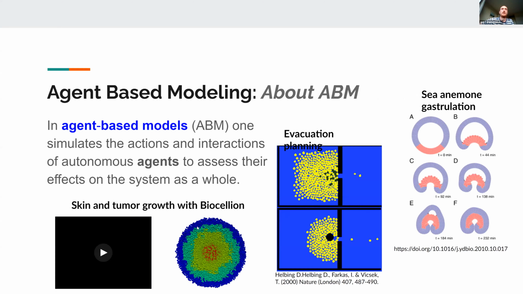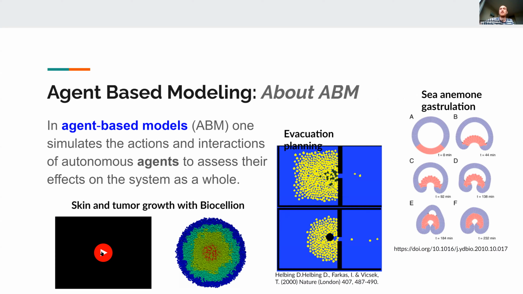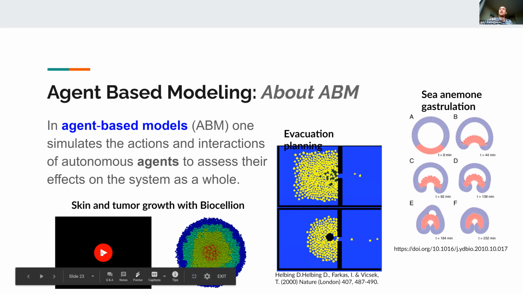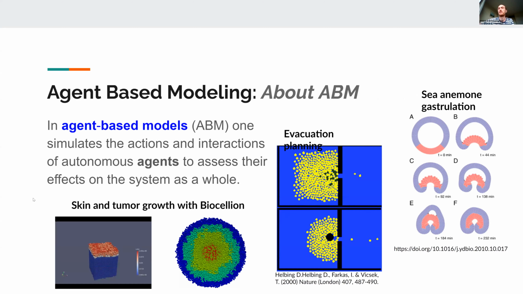So a bit about agent-based modeling, in short, ABM. In agent-based models, one simulates the actions and interactions of autonomous agents to assess their effects on the system as a whole. And specifically, emergent effects are very interesting. So, for example, cell sorting in the image you see below, which simulates tumor growth, for example, with the Bayesian framework.